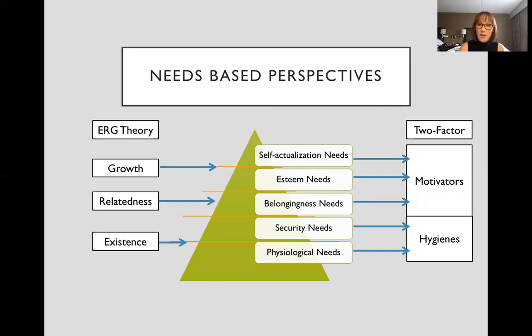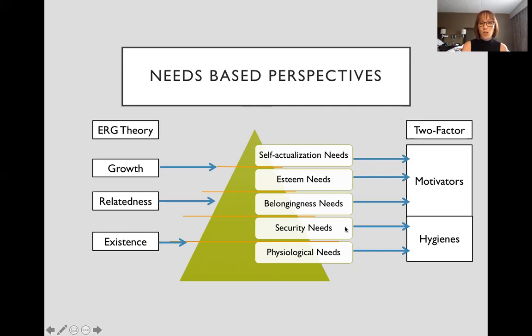We have very basic needs, and then we have more higher level needs. Maslow argued that if you satisfy lower order needs, then you become more concerned with your higher order needs. So, for example, our lower order needs include things like physiological needs, so things like air, water, and food.